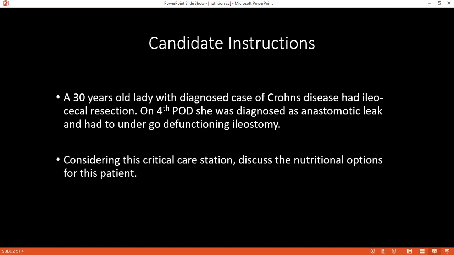Good. Can you please tell me what are the advantages of giving enteral nutrition over TPN? Any advantages you can tell? Madam, please repeat the question. Enteral nutrition over TPN. Enteral nutrition is safe, cheap, has fewer complications, prevents atrophy of gut mucosa, and what else?